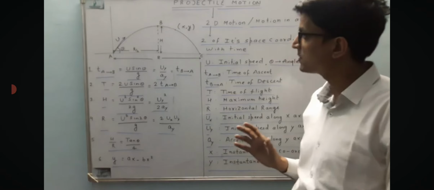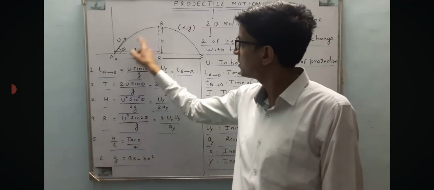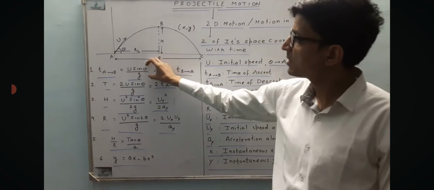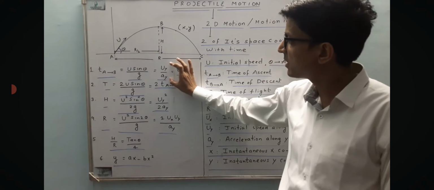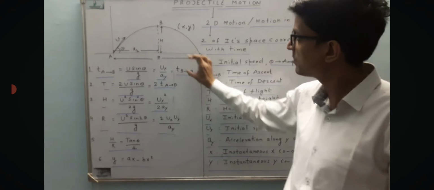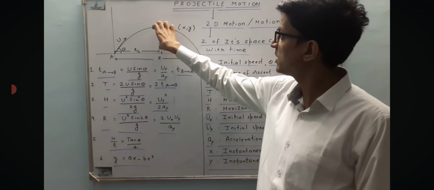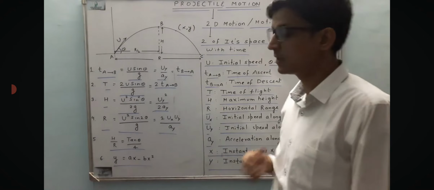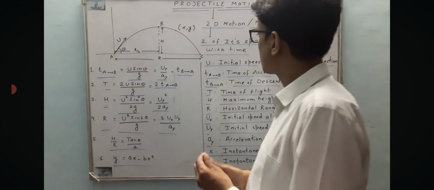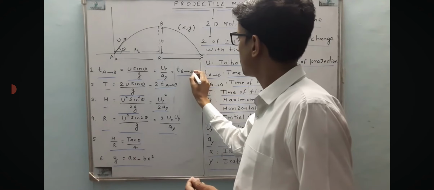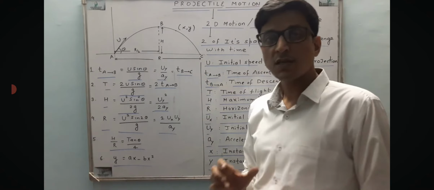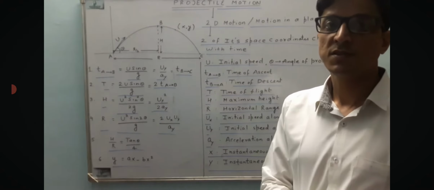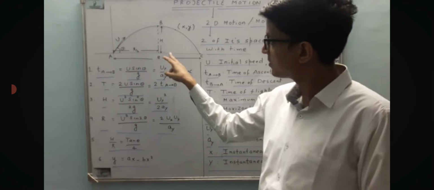The first thing is the time taken from point A to point B. It is equal to u sin theta by g. It can be written as uy upon ay, and it is equal to the time taken by the projectile to reach from B to C. Here it should be C. So time taken from B to C. In this case, we have assumed there is no air friction. In that case, the two times are equal.